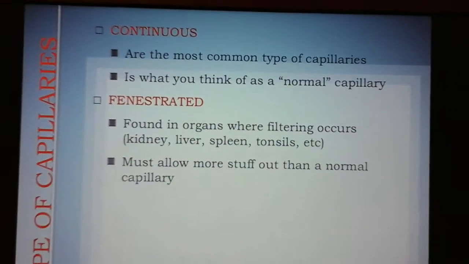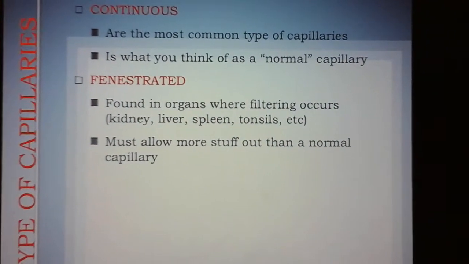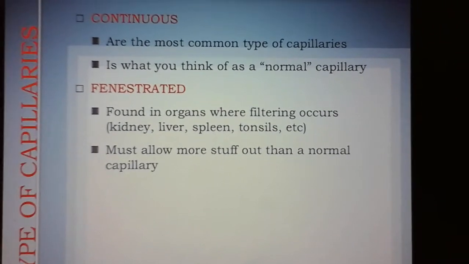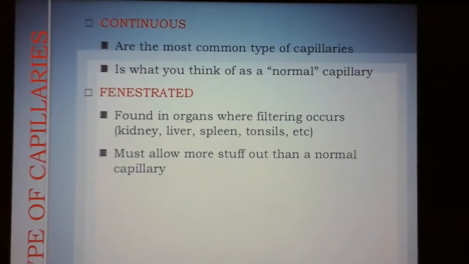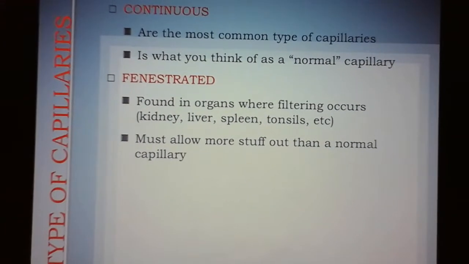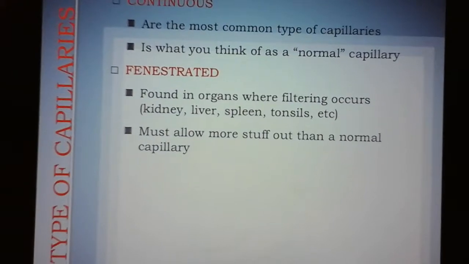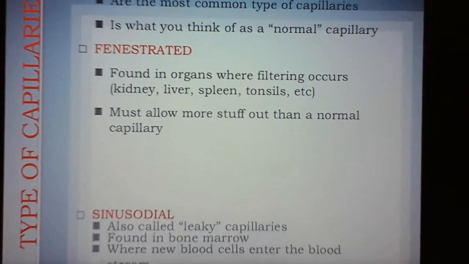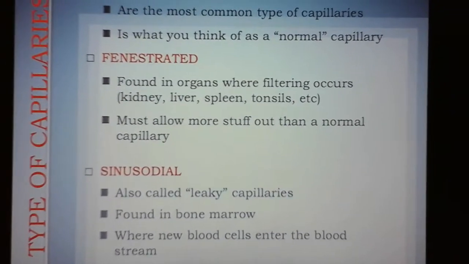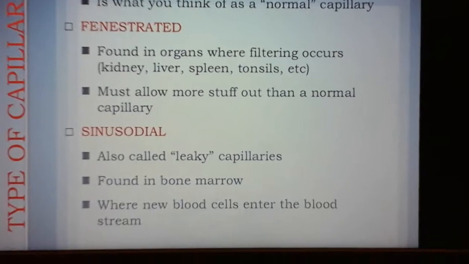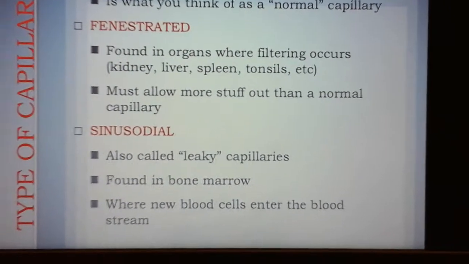Now, in your bone marrow, remember bone is where your blood gets made. And so we talked about how the blood cells have to enter your bloodstream. The blood cells have to go inside of a capillary. So in your bone marrow, you have the third type of capillaries, which are called sinusoidal. Remember, sinus means it's a hole or a cavity. Sinusoidal capillaries are also called leaky capillaries.